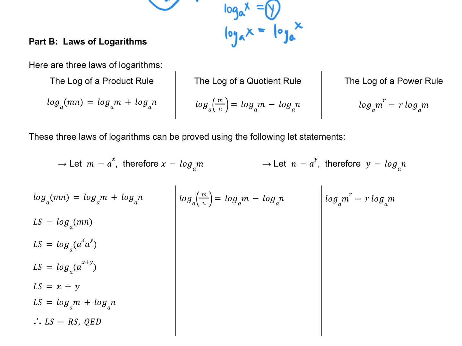And we're going to prove that these laws are in fact true. And in order to do that, we're just going to clean something up a little bit. I'm going to replace m whenever I see it with a to the power of x. And this in logarithmic form is x is equal to log m with a base of a. And I'm going to do the same thing for n, but I'm going to say a to the power of y. And again, here's the logarithmic form.